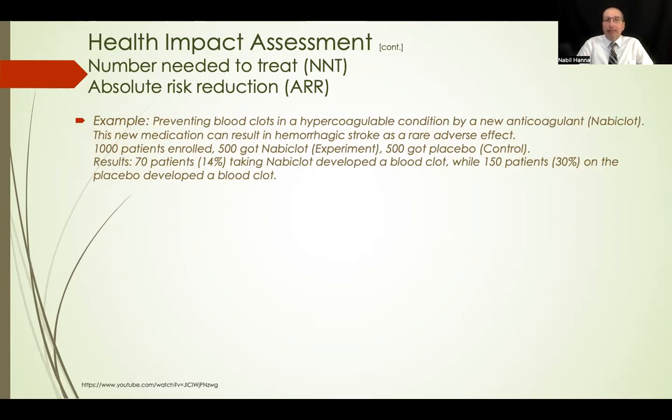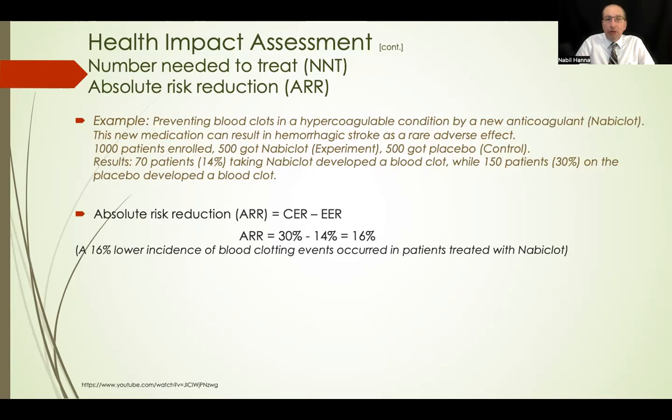70 patients taking Nabiclot developed a blood clot. 70 patients out of 500, this constitutes 14%. While 150 patients on the placebo developed a blood clot. 150 patients out of the 500, that's 30%. So what is the absolute risk reduction? It is the control event rate. So how many patients in the control group develop blood clot? 30%. The rate is 30%.